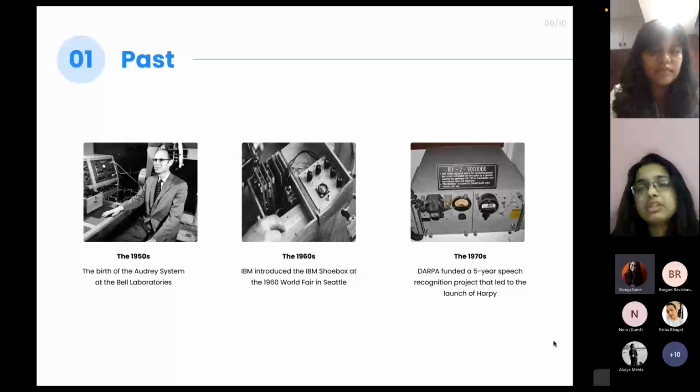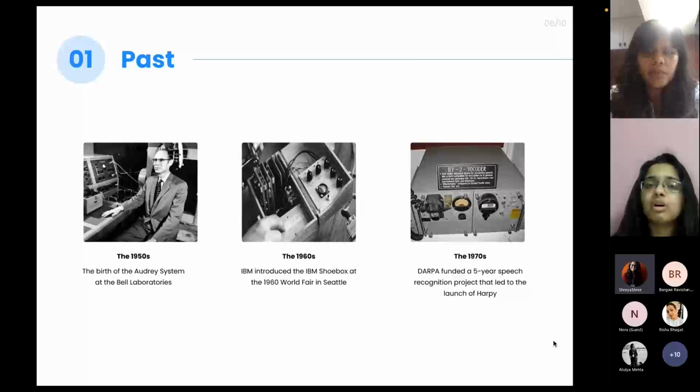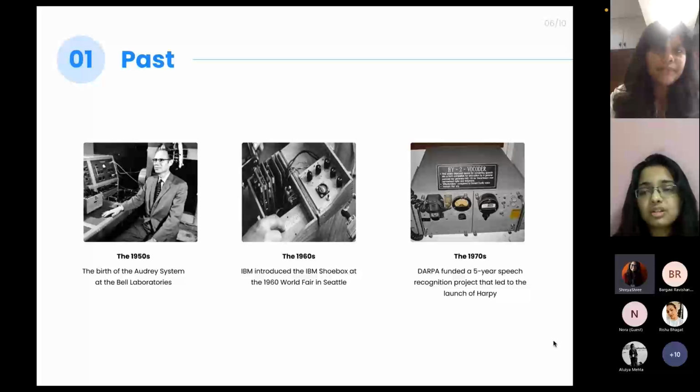Next, we have DARPA, which basically funded a 5-year speech recognition project. So this was from the US Army. They understood the importance of voice interactions and voice recognition systems, so they went ahead and funded a project for 5 years, and a system called Harpy was introduced, and this system was fed with some amount of words, 1011 to be specific, and the system could actually identify all these words. It was fed into the system like a dictionary.